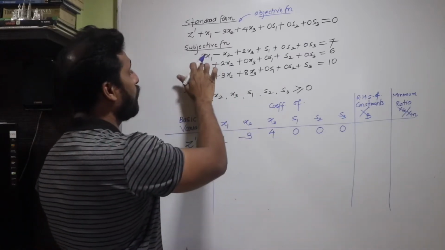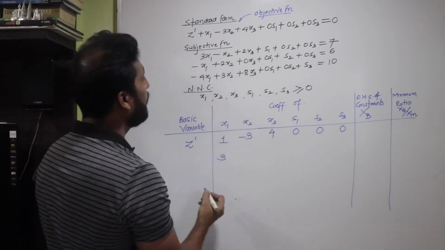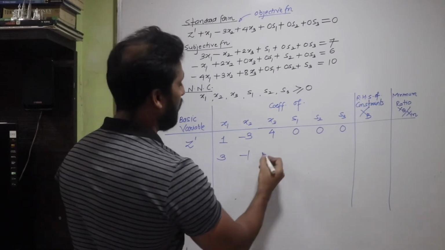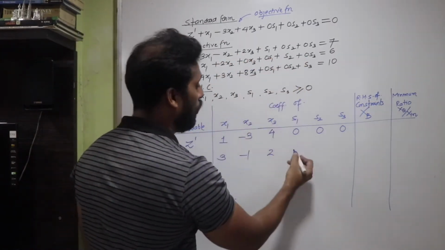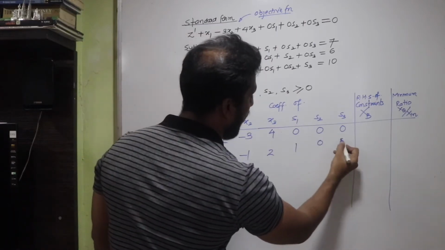So we have x1, the coefficient is 3, so I'm going to write 3 here, then -1, then there is 2, isn't it? You can observe the values over here. Then there is 1, 0, 0. So I am going to write 1, 0 and 0.